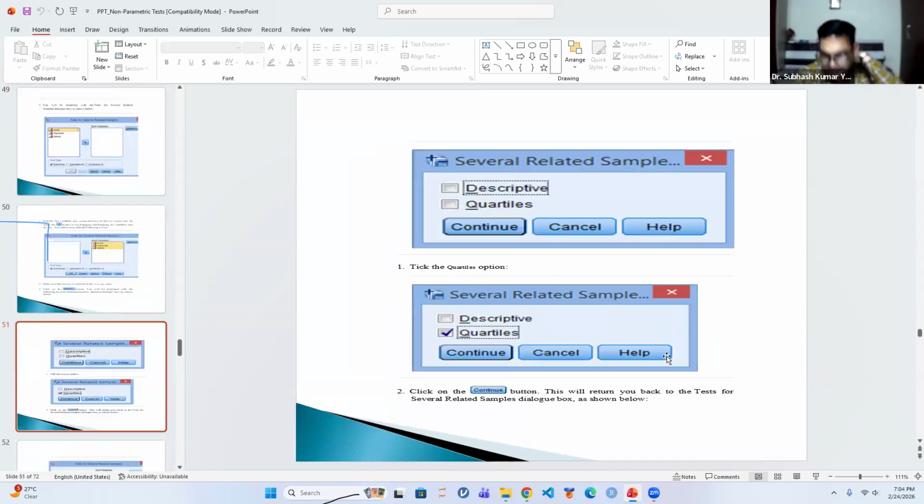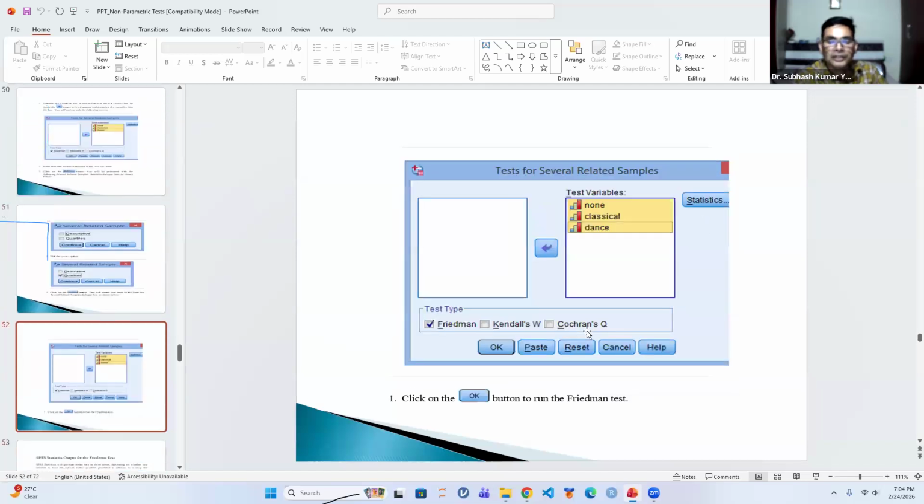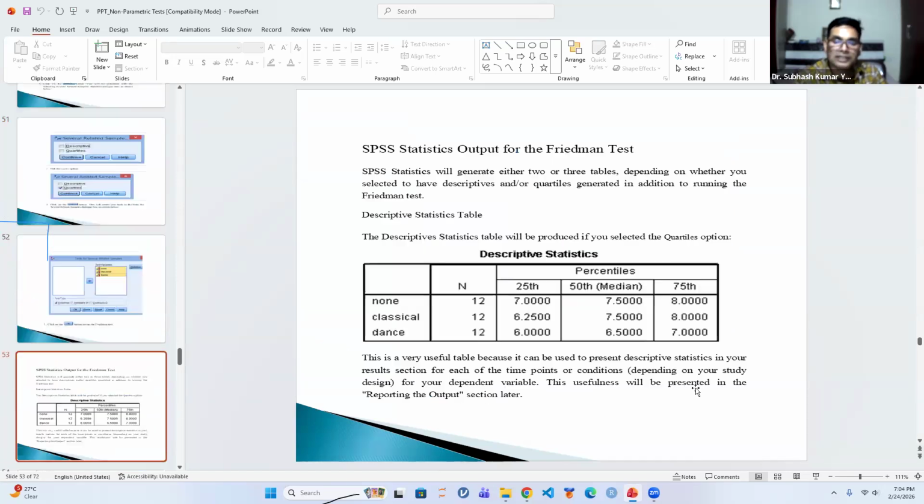You will see here the descriptive statistics as well as quartiles. You can put a tick here if you are interested in quartiles only. Then finally just click on OK, and the analysis will be there.